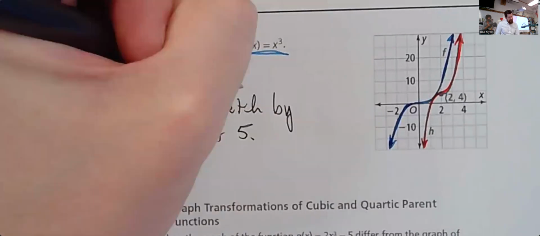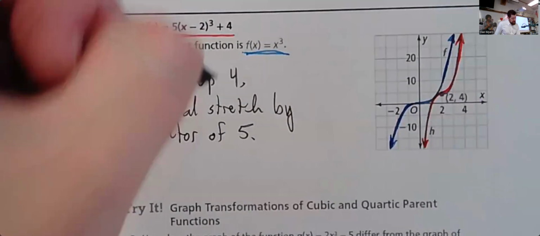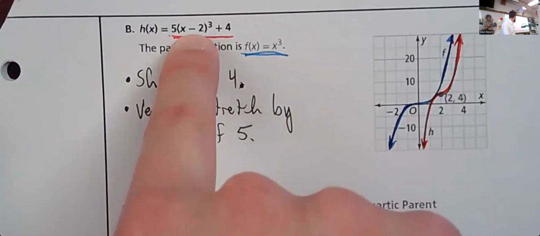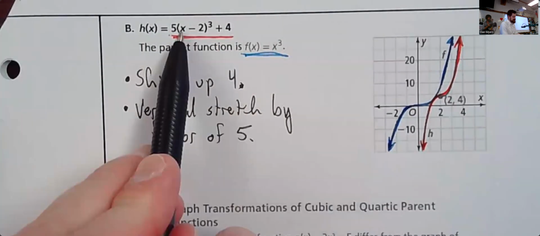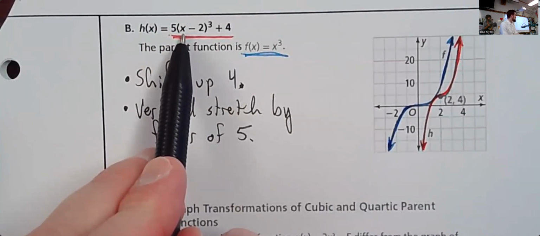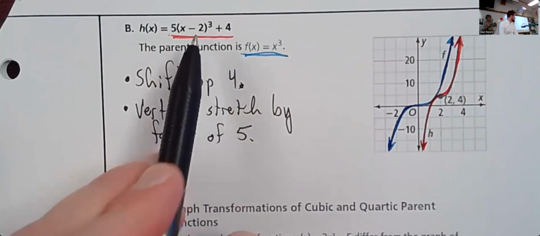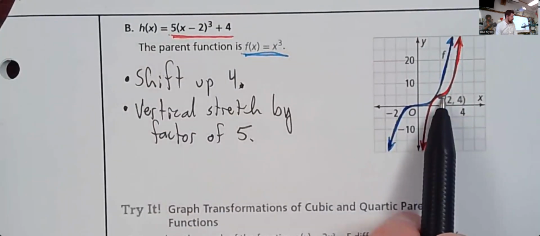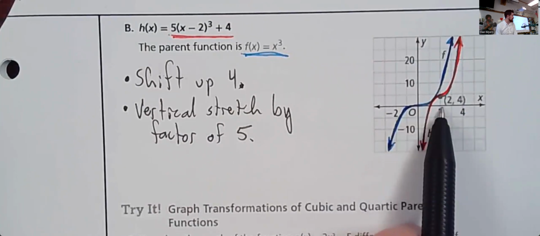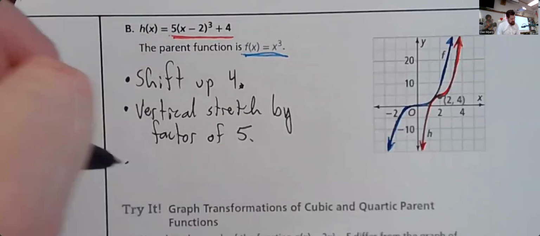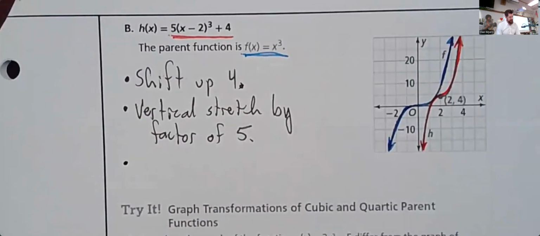Now there's one more thing happening. What is it? The -2. It is horizontal, but it's not a shrink. A horizontal shrink or stretch would happen if the x was being multiplied inside the parentheses. So take a look at this point here, 2, 4, and take a look at where the original middle of the graph was. It's gone up 4. We can see that, but it's gone over how far? 2 to the right. Yeah. So shift right 2, or shift 2 right.